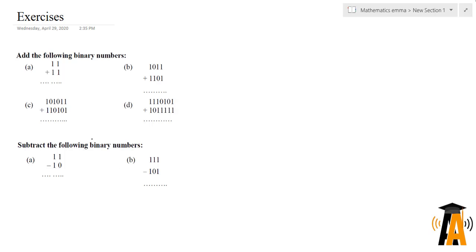1 plus 1. We want to add the following binary numbers now. 1 plus 1 is 10. So we're going to write 1 here. 1 1 plus 1 1. So 1 plus 1 now is 10. We write 0 carry 1. 1 plus 1 is 10 plus this 1, we have 11.